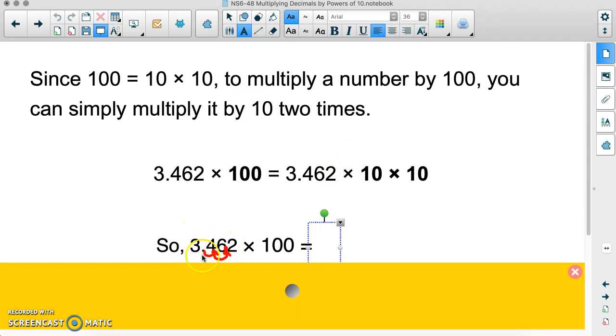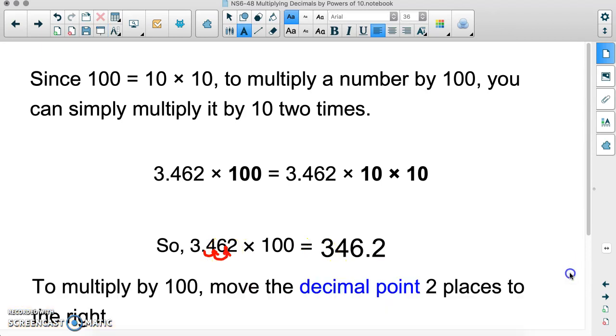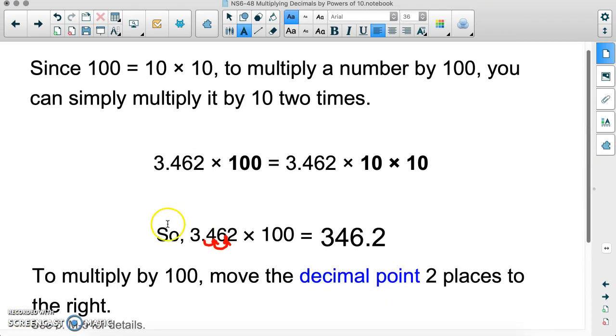So 3.462 times 100 is the same as saying 346.2. That decimal point has moved 2 place values to the right. So this is the rule for multiplying by 100. To multiply by 100, move the decimal point 2 places to the right. Okay, easy way to remember this: 100 has 2 zeros in it, so you move it 2 places. 10 has 1 zero in it, you move it 1 place to the right.